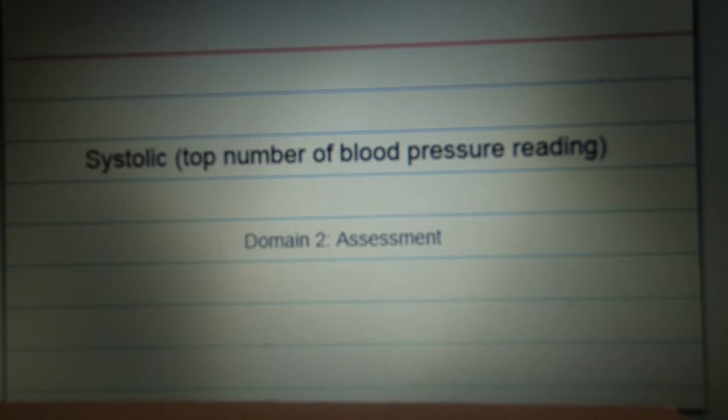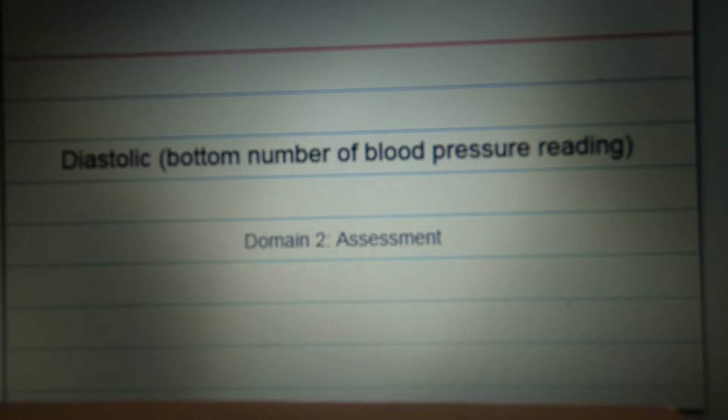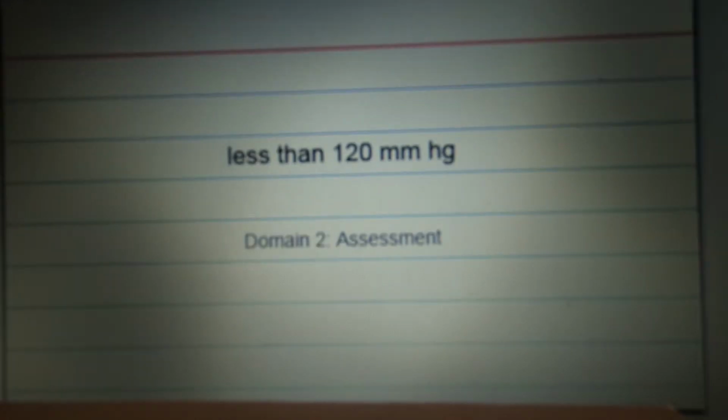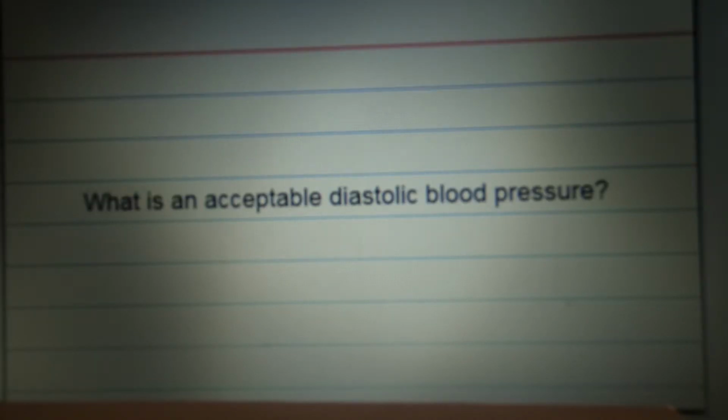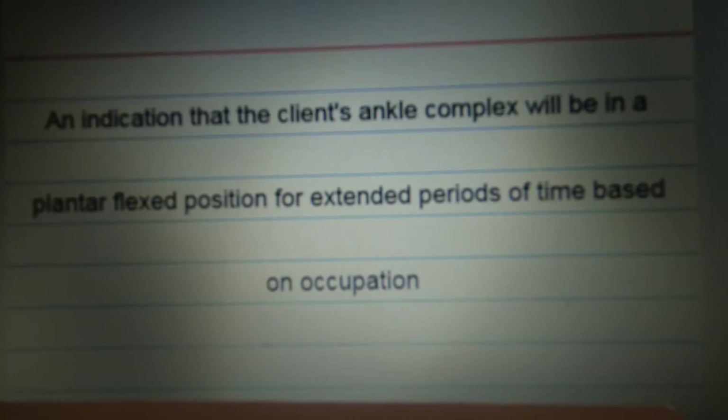Systolic, top number of blood pressure reading. The pressure within the arterial system when the heart is resting and filling with blood. Diastolic, bottom number of blood pressure reading. What is an acceptable systolic blood pressure? Less than 120 mmHg. What is an acceptable diastolic blood pressure? Less than 80 mmHg.